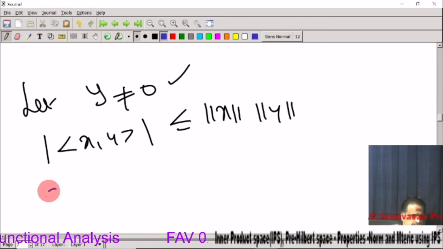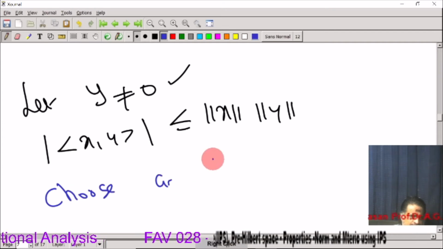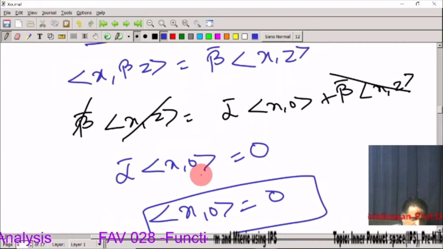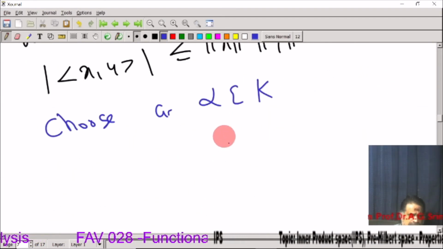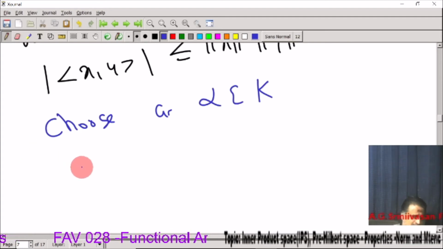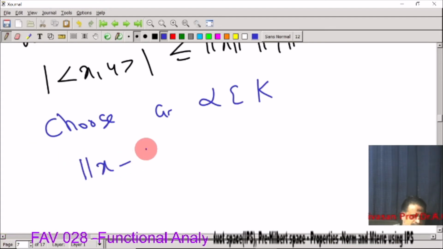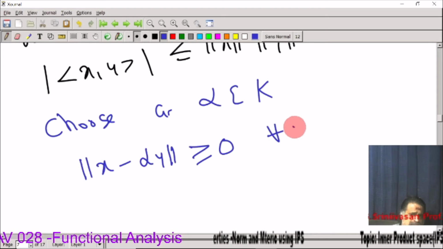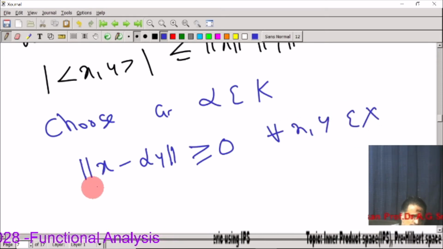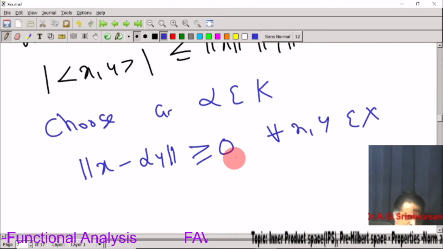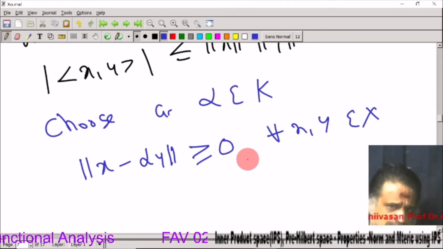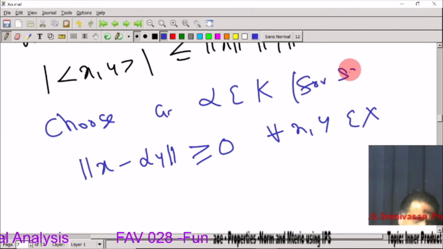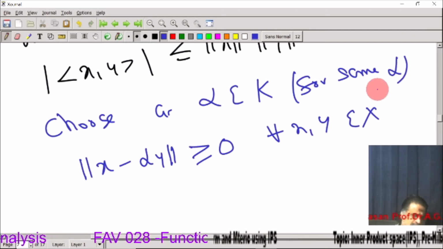Now choose an alpha belongs to K. This alpha need not be this alpha. That's already over. I'm taking some scalar alpha in K. Then by simple mathematics, you can see that norm x minus alpha y is greater than or equal to 0 for every x comma y. What is the reason? You know, norm is always non-negative. We know that. So norm x minus alpha y is always greater than or equal to 0 for every alpha belongs to K. This is for some alpha. This alpha can be anything as you like in K.